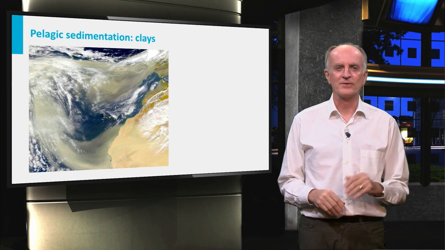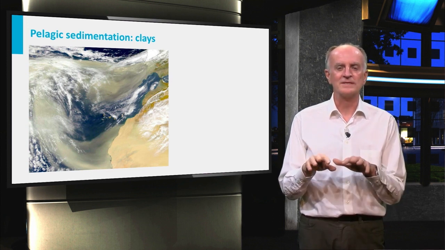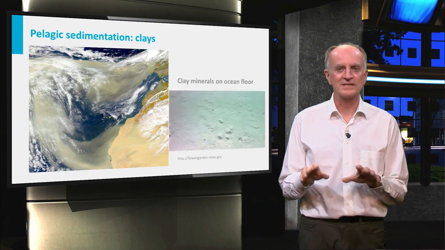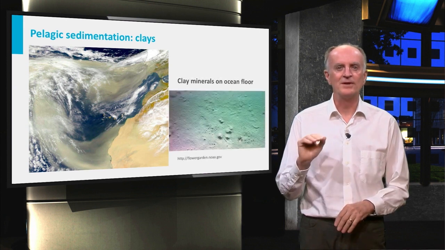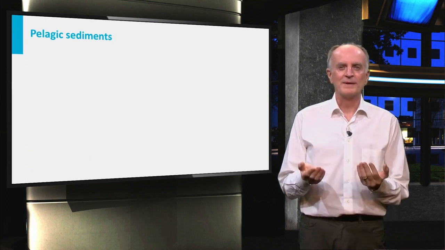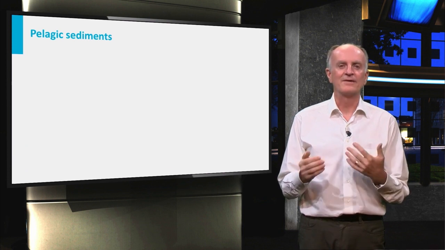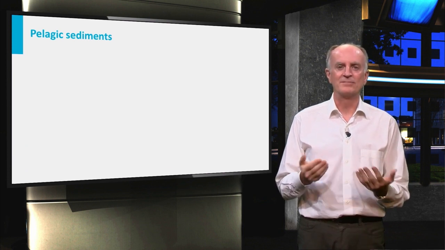Similar to what we've seen for the organism derived from the photic zone, clays will very slowly sink and form a sedimentary succession characterized by very low sedimentation rates. These are called pelagic sediments. Pelagic sediments, once they've been lithified, are fine-grained, homogeneous, and very well stratified.